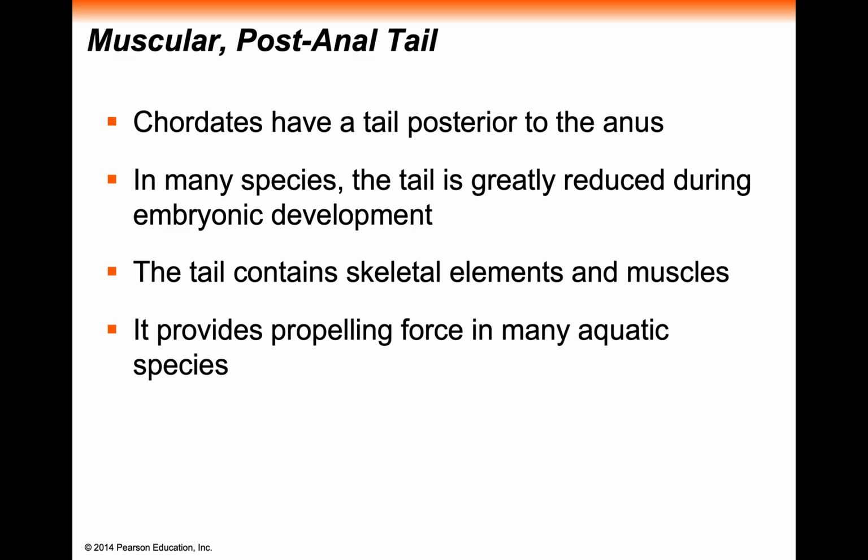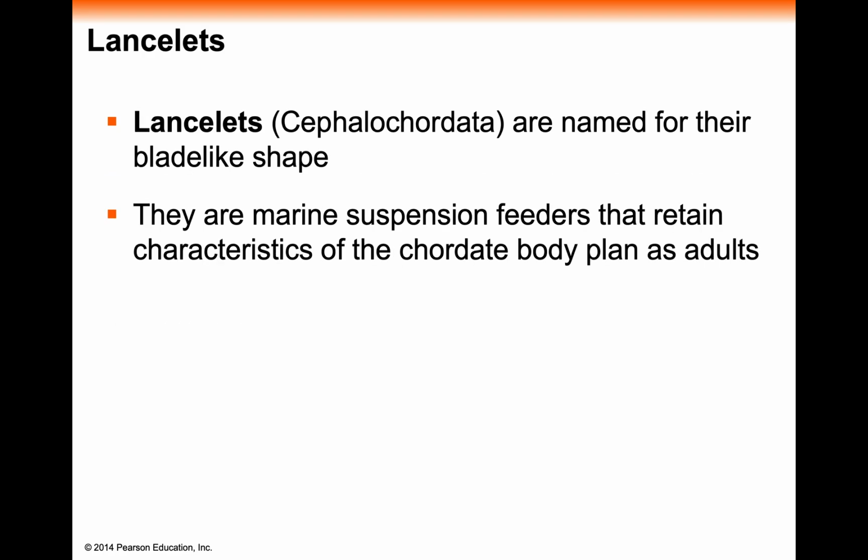So chordates have a tail posterior to the anus. In humans, we have a tailbone. We just outgrow the rest of that tail. In many species, the tail is greatly reduced. The tail contains skeletal elements and muscles, so you can see those. The coccyx is a bunch of fused bones, which are the remnants of our tail. It provides propelling force in aquatic organisms. We're not aquatic, so again, we don't need that.